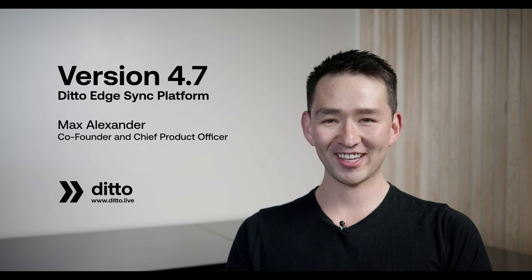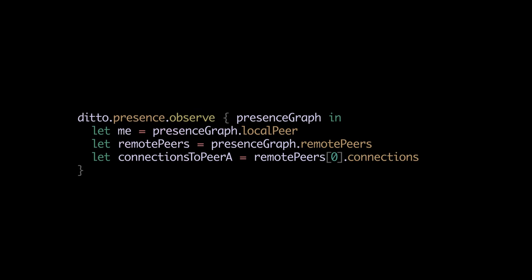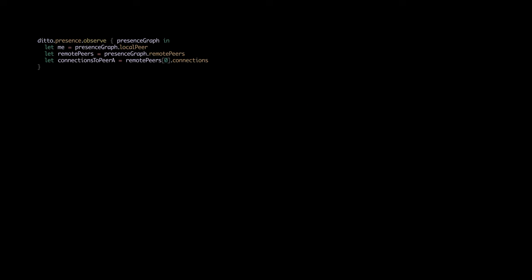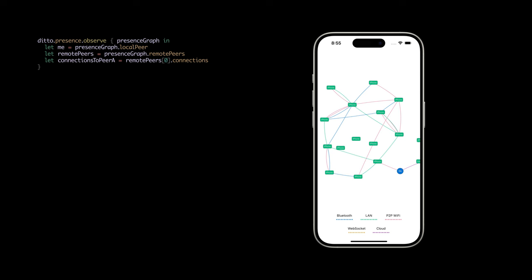Today, I'll talk about an exciting new feature of the Ditto Edge Sync platform for version 4.7. Ditto's mesh network is ultimately powered by a unique data collection called Presence. As you can guess, Presence powers the Presence Viewer and is the underlying infrastructure for detecting connections between devices.